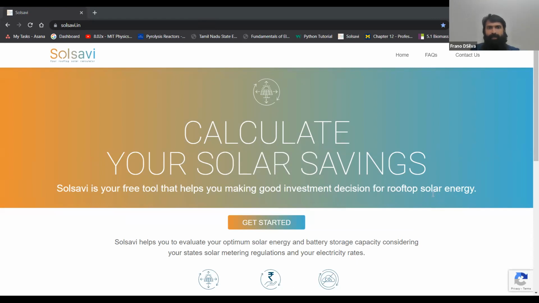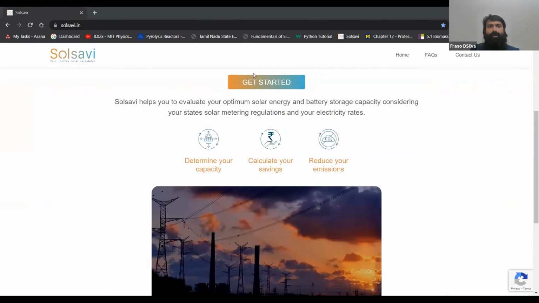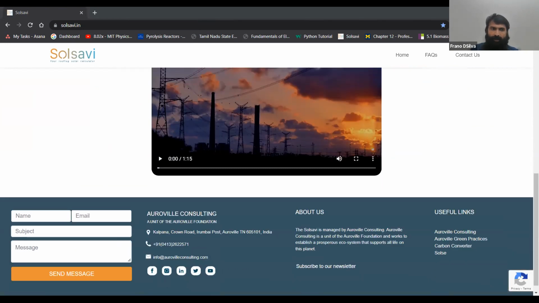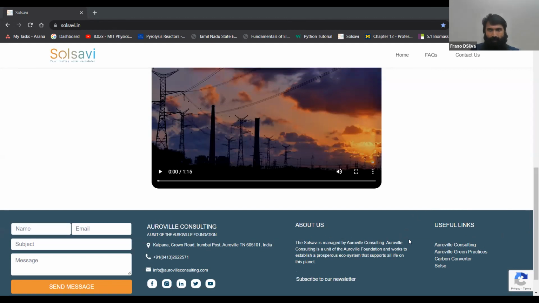The landing page includes a small description about the Solsavi website, also a video description where we give you an idea or indication of how you could do the calculation using the solar rooftop tool, that is the Solsavi. We have a contact form for you to contact us and get in touch with any queries that you have regarding the app, and also some useful links from Auroville Consulting.